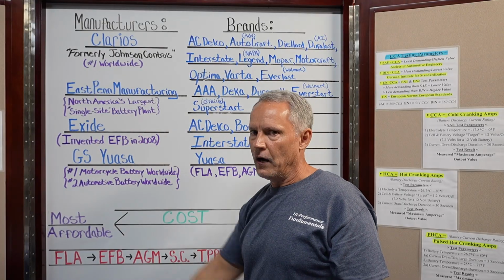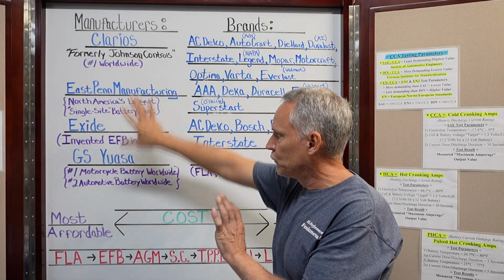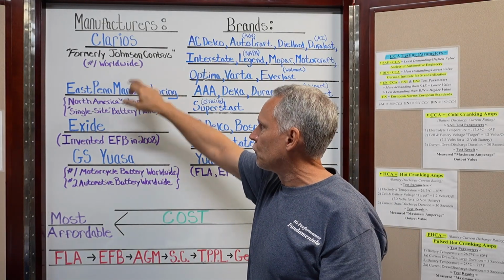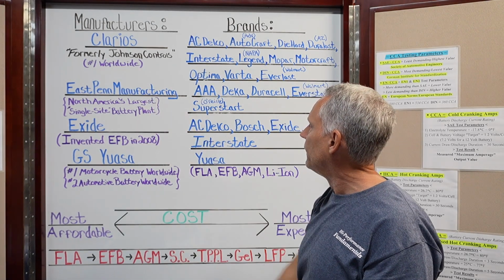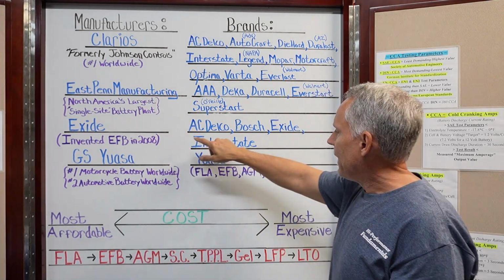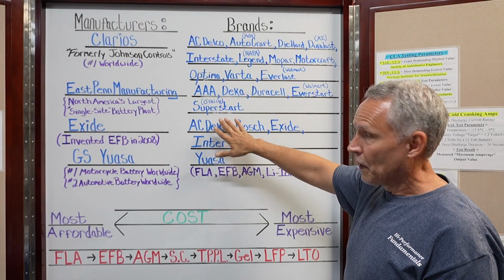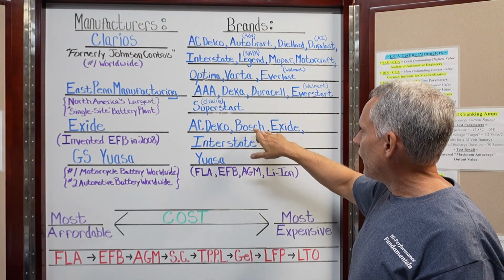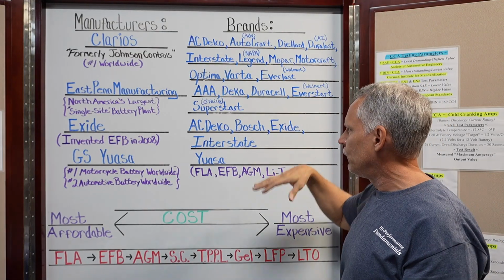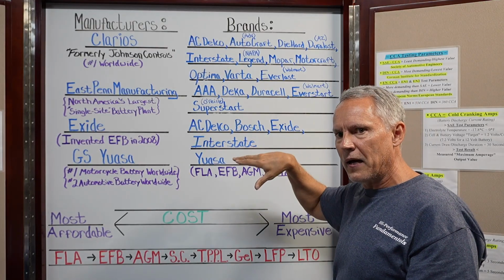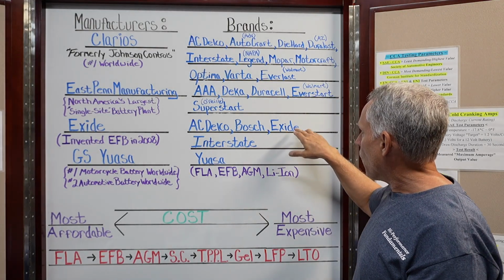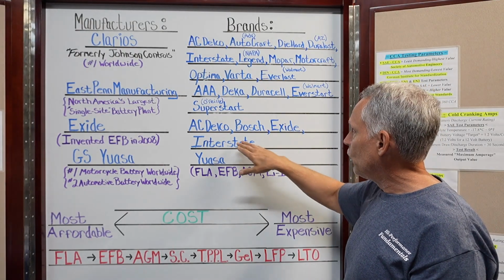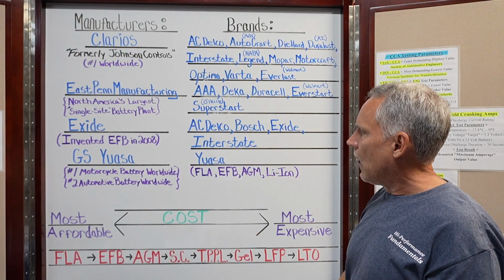They've been around forever. I don't know the history of all of these, but Johnson Controls and Exide go way, way back. East Penn also, they're in Pennsylvania. Exide makes the AC Delco battery, or at least some of them, like I said, maybe not all of them. They make some of the Bosch batteries, and I do believe that Bosch still makes some of their own, but Exide does make some of them for them. Of course, the Exide brand battery, and they do make some of the Interstate batteries.